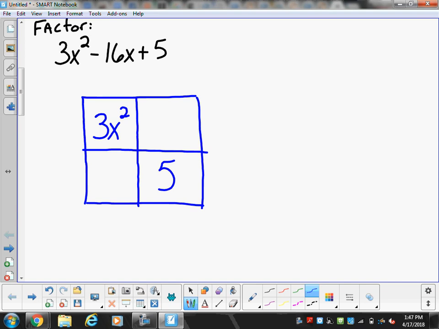Okay. Then you're going to come out to the side over here, and you're going to multiply those 2 terms together. 3x squared times 5. 3 times 5 is 15, and you still have the x squared with it. Okay. So that's the next step. So you're going to take the 2 terms you just put in the box, go out to the side, and multiply them together.